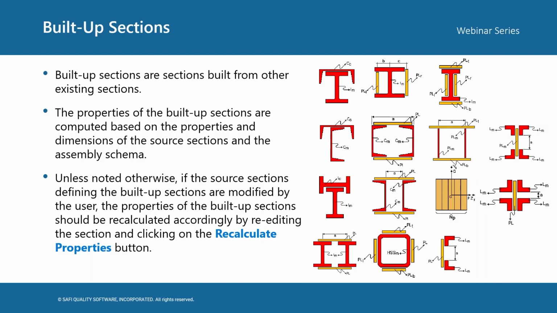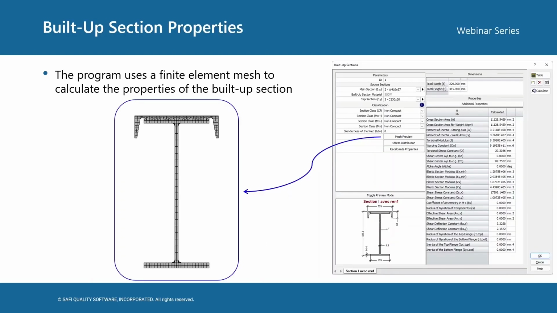Unless noted otherwise, if the source sections defining the built-up sections are modified by the user, the properties of the built-up sections should be recalculated accordingly by editing the section, clicking on the Recalculate Properties button. It is possible to display the finite element mesh used to calculate the properties of the built-up section by clicking on the button Mesh Preview.